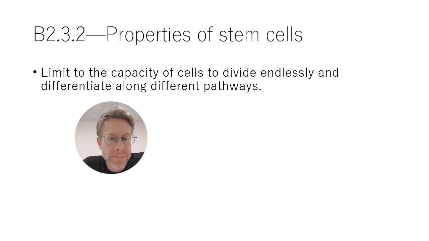Okay, let's just take a step back to basic definitions. So we've said a stem cell is a very undifferentiated cell. A zygote is an example.